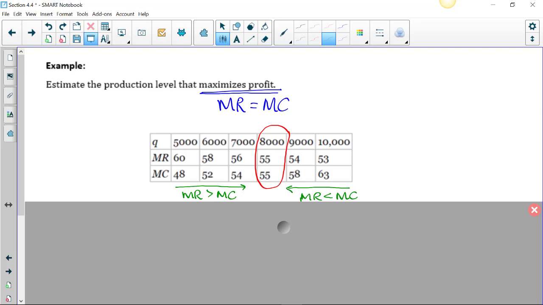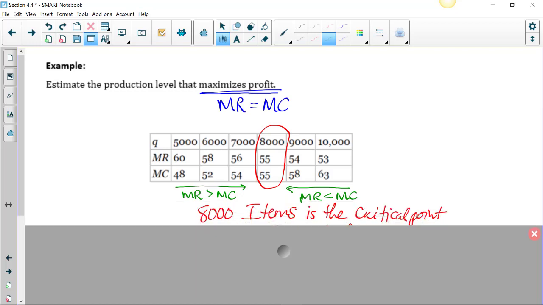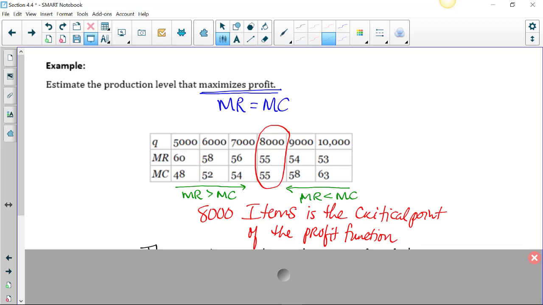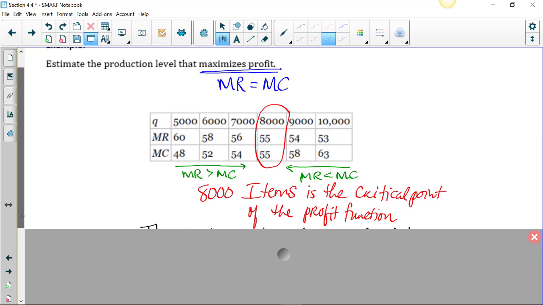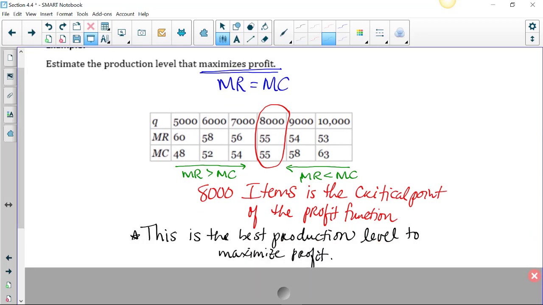Anything less than 8,000, the marginal revenue is greater than marginal cost, so you would still be making a profit. Anything greater than 8,000, marginal revenue is less than marginal cost, so you would be losing money. So 8,000 items is basically the critical point of the profit function, and if it's the critical point, we can say that that critical point is a maximum. So 8,000 is our best production level if we want to maximize profit.